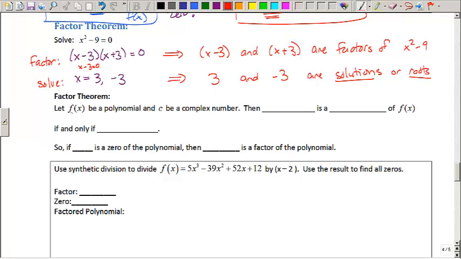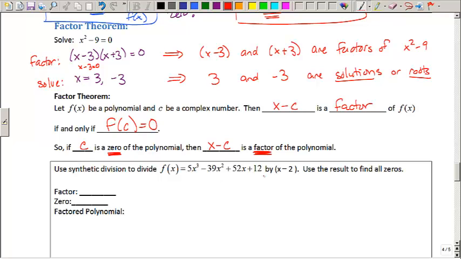So let's say we have a function f of x, and it's a polynomial and c is a complex number. Then x minus c is said to be a factor of f of x if and only if f of c is equal to 0. Well, we've seen this f of c equals 0 several times. If f of c is equal to 0, then c is a 0, using the definition of a 0. So if c is the 0 of the polynomial, then x minus c is the factor of the polynomial. Conversely, if x minus c is the factor of the polynomial, then c is a 0 of the polynomial. The 0 and the factors are essentially the same information, just written a little bit differently.